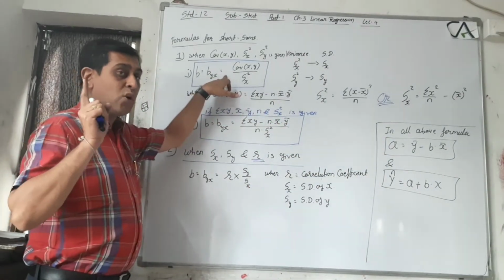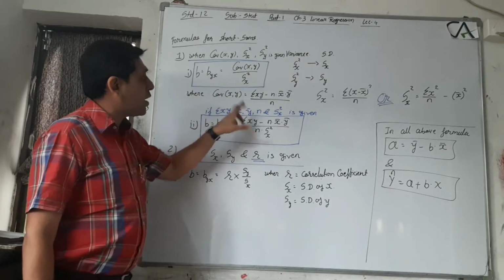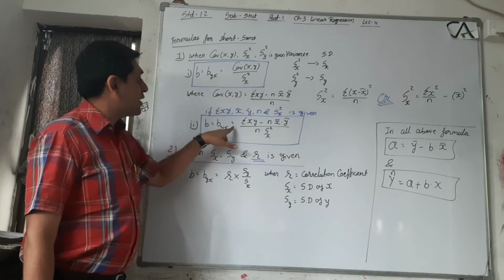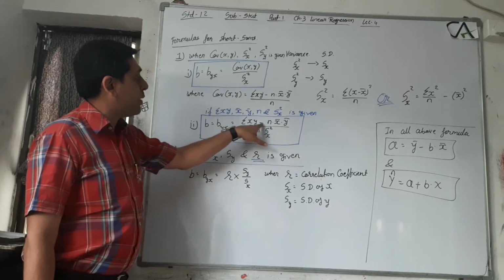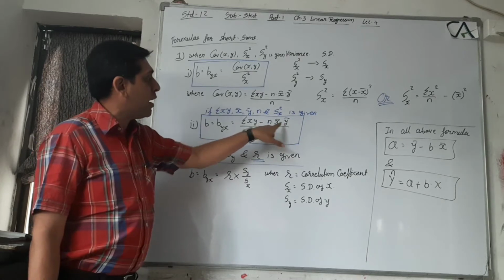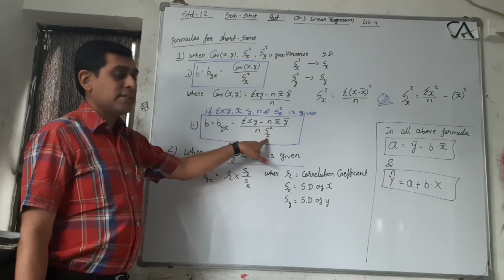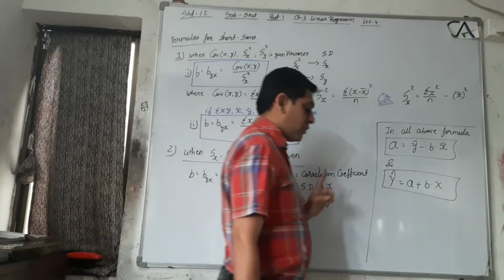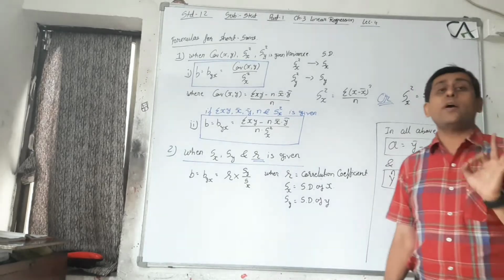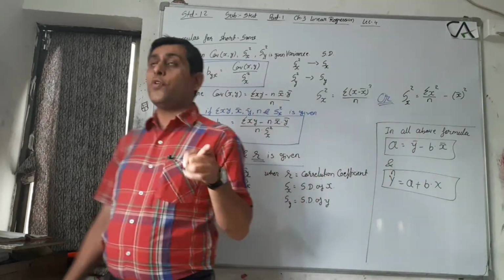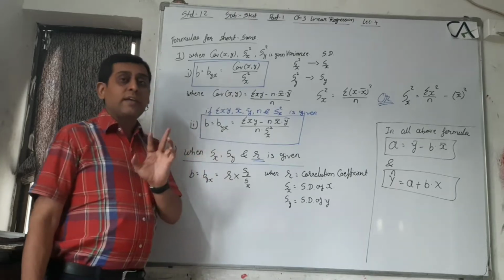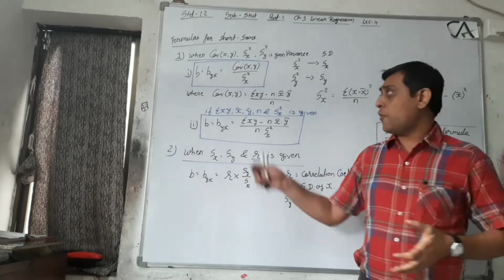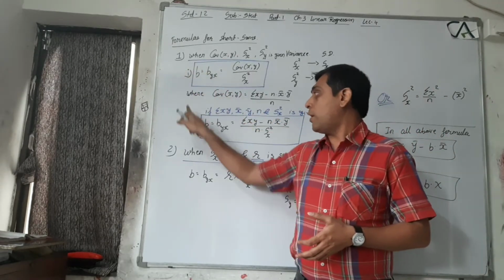If covariance of xy is not given, and sigma xy, x bar, y bar are given, then you have to use this formula: byx is equal to sigma xy minus n into x bar into y bar, upon n into sx square, right? Okay, so these are the two formulas for short sums when sx square is given and covariance of xy or sigma xy is given. Now move forward to the next formula. This is formula 1, part 1 and part 2.